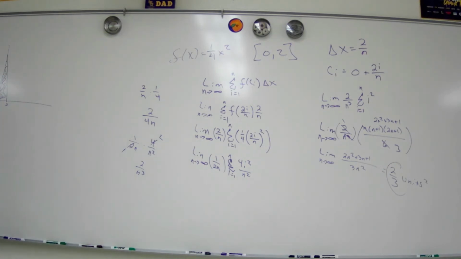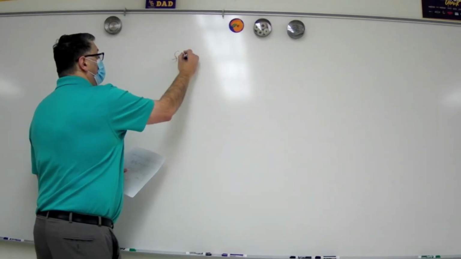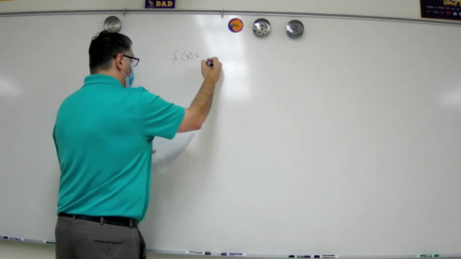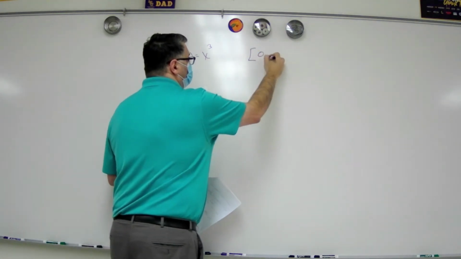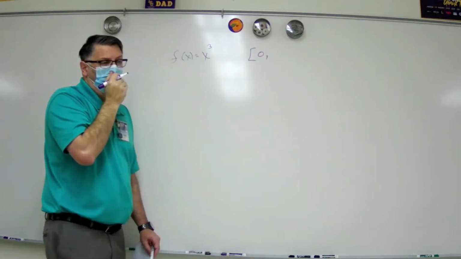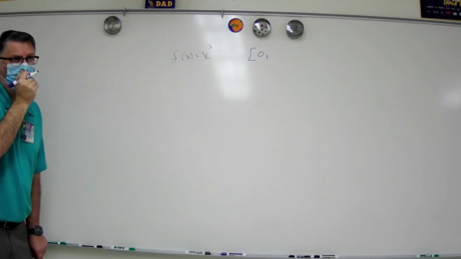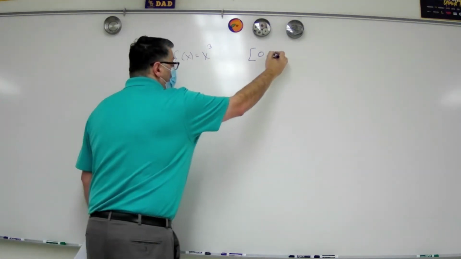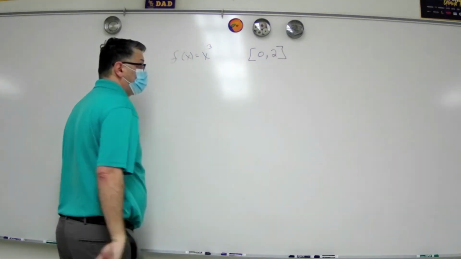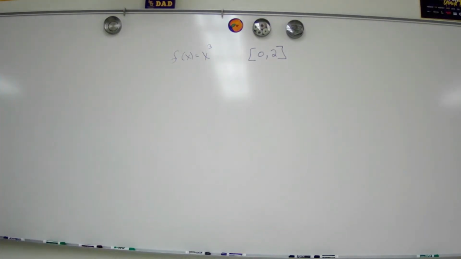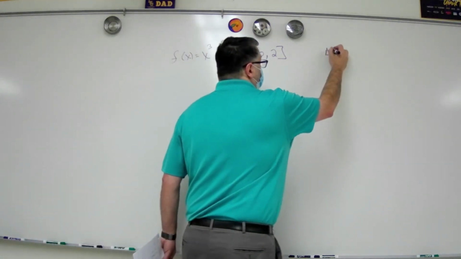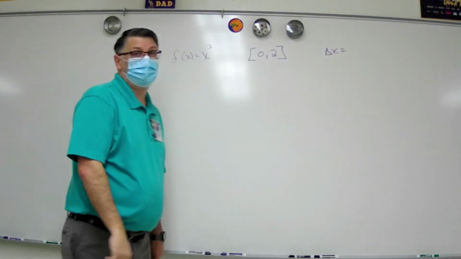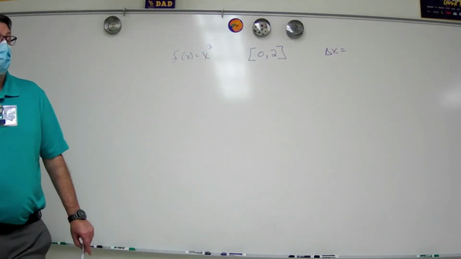Y'all need to see another one before I give you one to try? Yeah? Yeah. f of x equals x cubed. I'm going to give you the interval between 0 and 2. All right, what's my delta x? What is it? 2 over n.